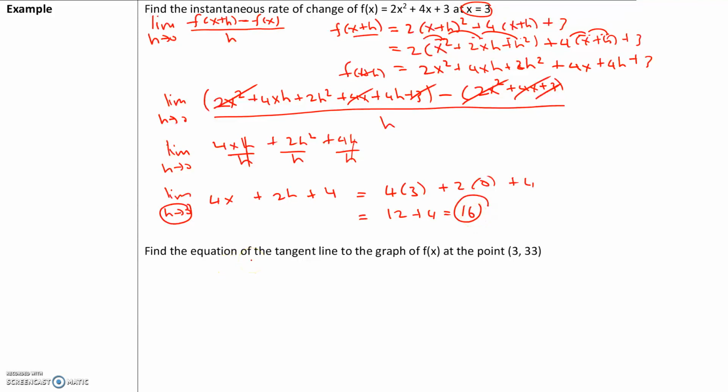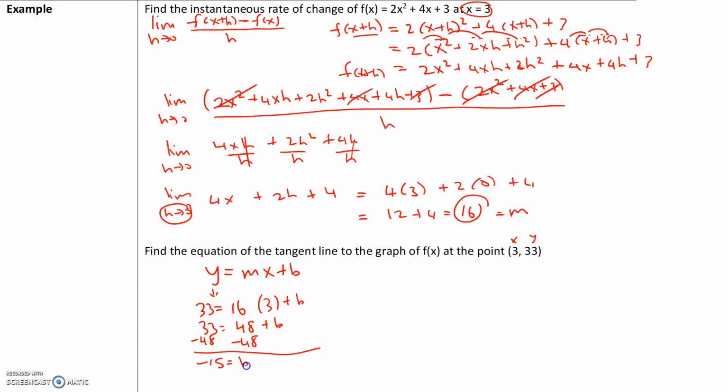But now we want to find the equation of the tangent line, which is going to be in the form of y equals mx plus b. We know what the x is, we know what the y is, and we know what the slope is. The slope m is equal to 16. So let's plug this all in. The value of y is 33. The value of m is 16. The value of x is 3. And you got plus b. So this is 33 equals 48 plus b. We subtract 48 from both sides, and this gives us b is equal to negative 15.